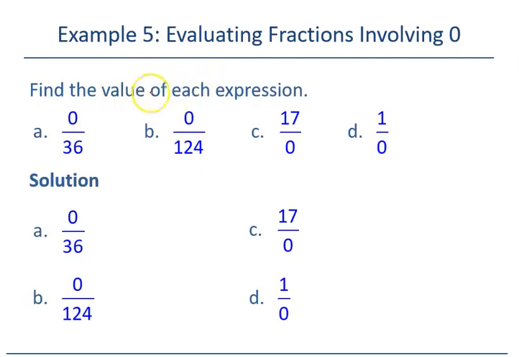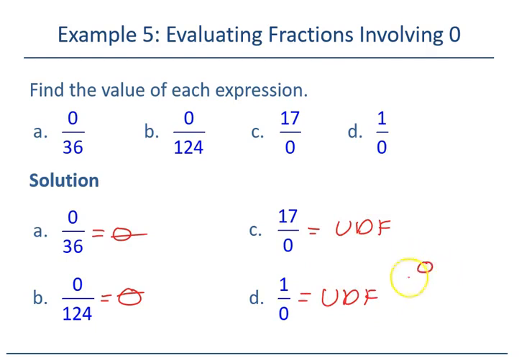Find the value of each expression. Well, just like I said, 0 divided by anything is always going to be 0. So notice here for A, we're good. Well, let's go to B. Once again, 0 divided by anything, always 0. But 17 divided by 0, can't have that. So I'm just going to put UDF for undefined. And the same thing here, undefined. But here's another little side note. 0 divided by 0, that is still undefined. That is very important. Anything divided by 0 is undefined.